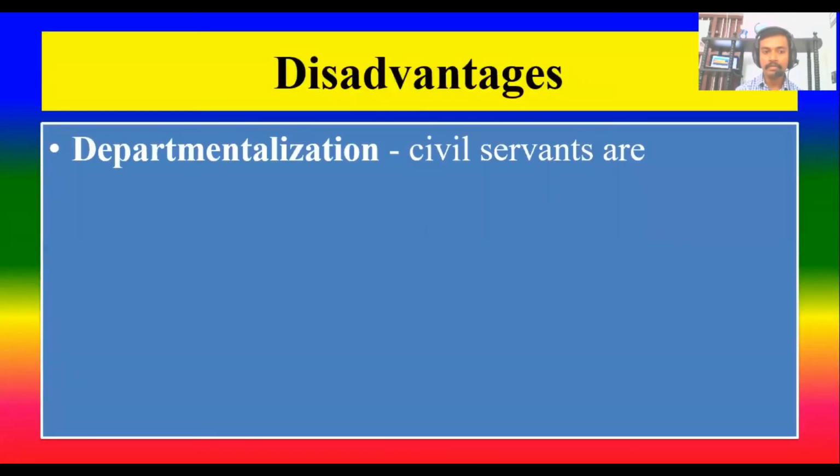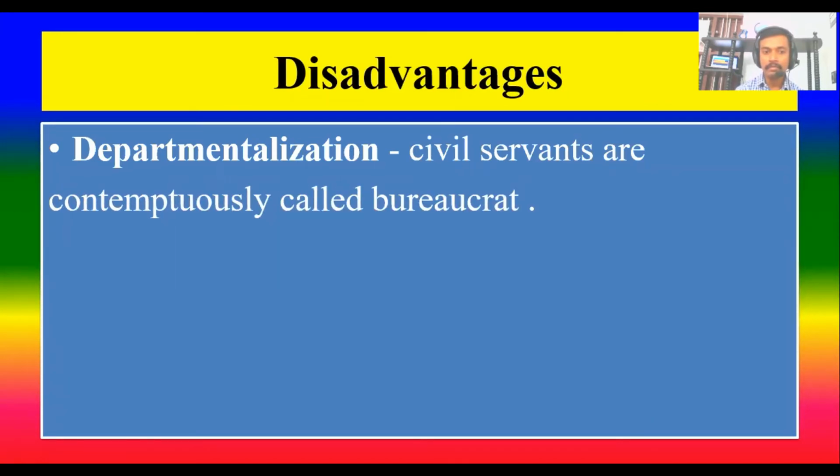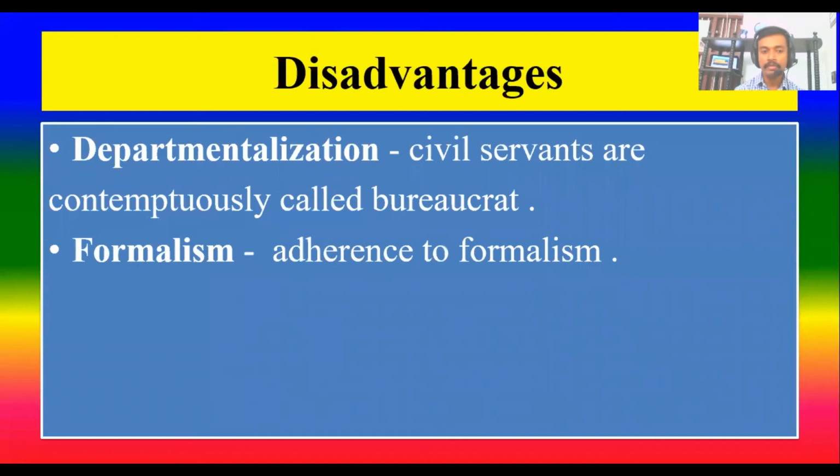Then disadvantages. Departmentalization. Civil servants are called bureaucrats. For example, every district collector is named a bureaucrat. The reason is that they only implement law which was enacted by legislators, which means enacted by people. Then formalism, adherence to formalism, which is one of the major disadvantages. They don't think about humanity.